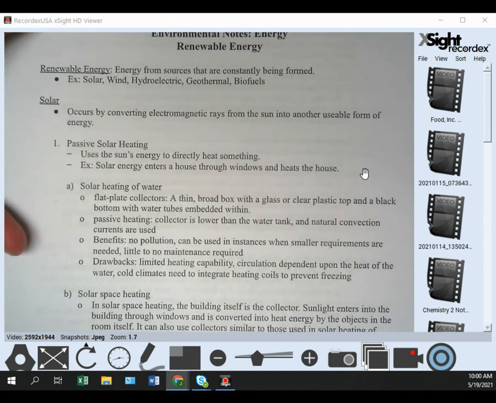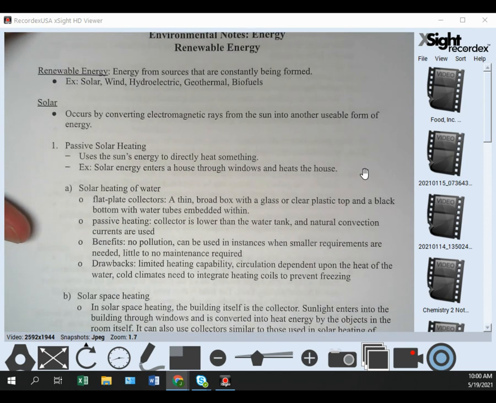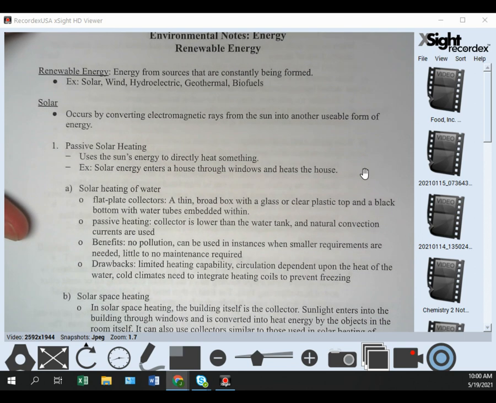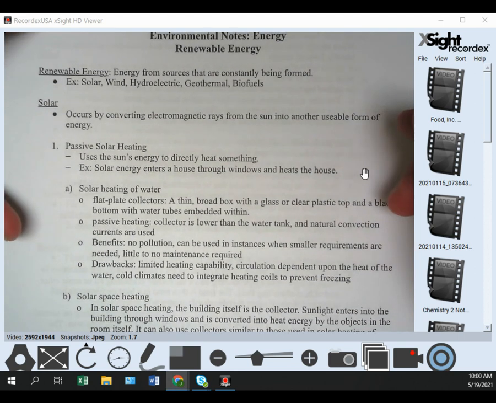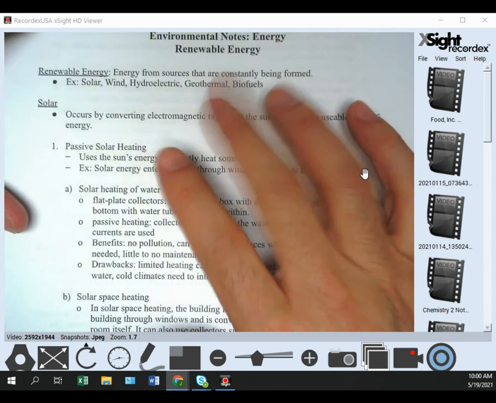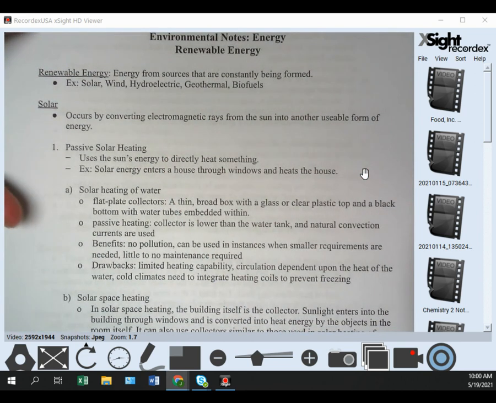What's hydroelectric? Anybody know? Yeah, like a dam, where water is used to... yeah, good. It's basically generating electricity from water flow, right? Good. What about geothermal? Do you know what that is? Heat from the earth. Yeah, good. Using heat from the earth.